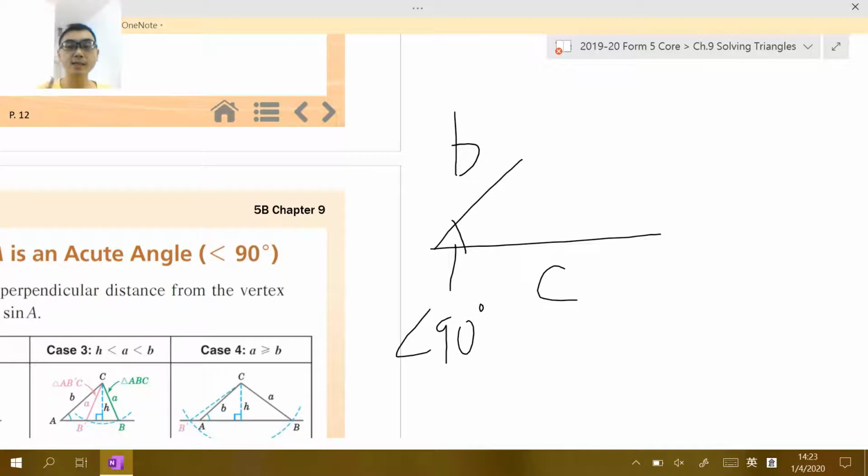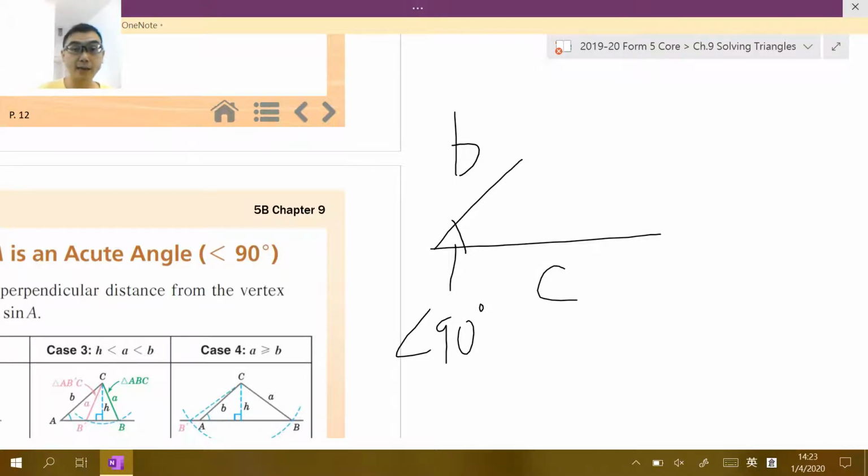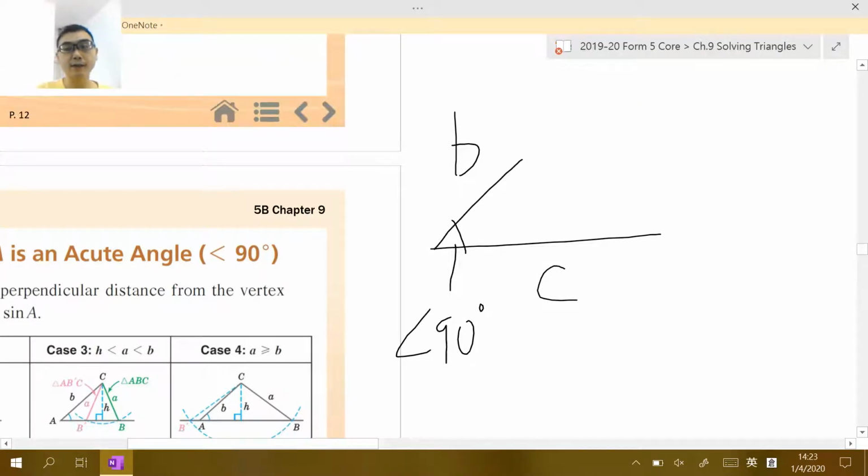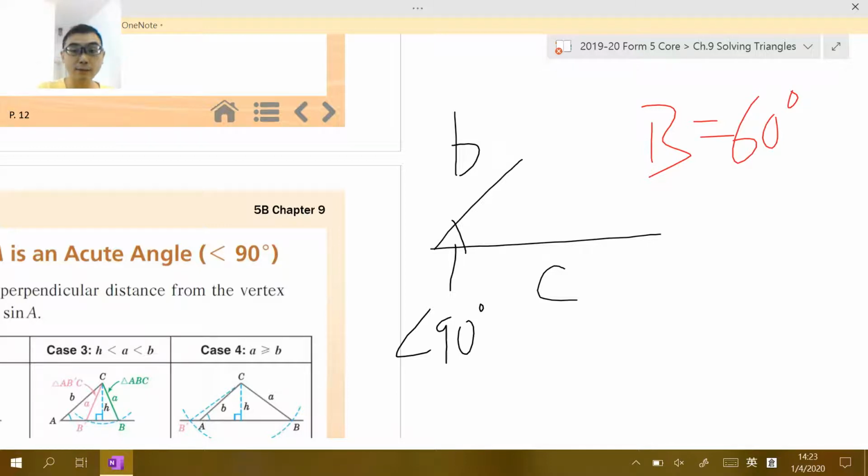So you can easily see that the length a here should correspond to the angle you want to have. For example, if I say now the angle B, because it is opposite b, for example, I say 60 degrees, it means that now we have to draw a line here to make this one equal to 60.